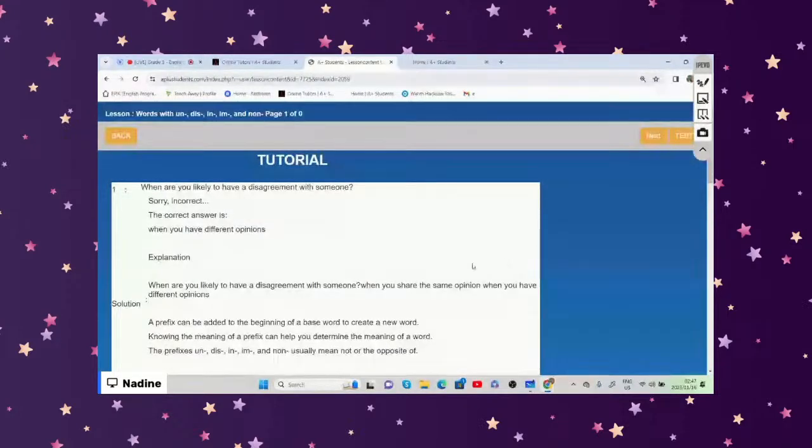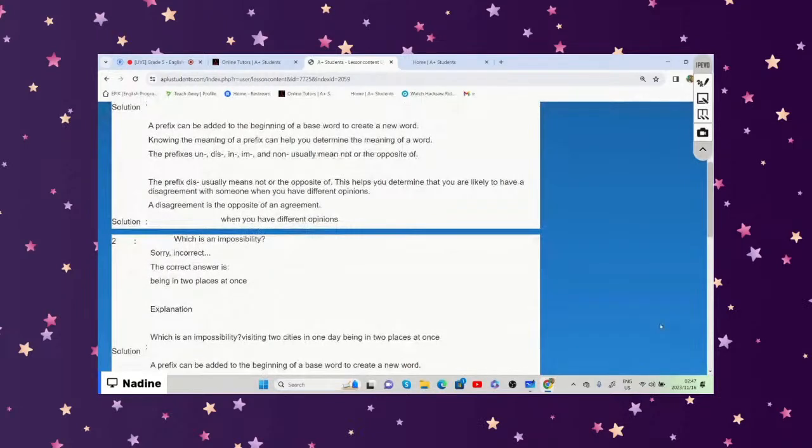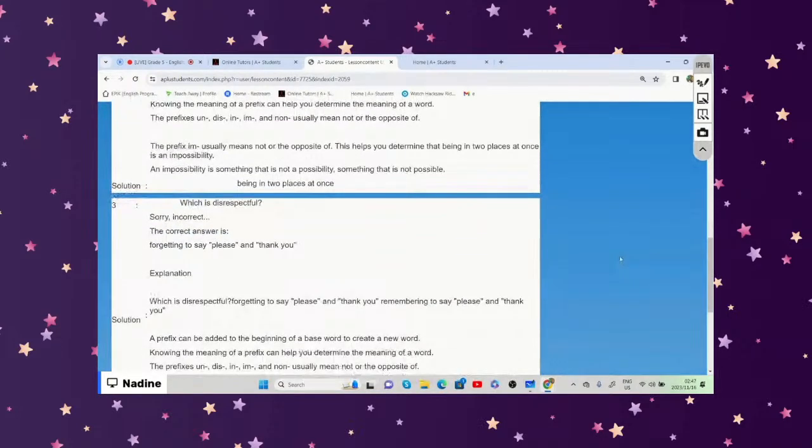So when are you likely to have a disagreement with someone? It is when we have a difference in opinions. And which is impossible? It's like trying to be at two places at the same time. We can't split our body and send one body to the beach when it is hot. And which is disrespectful? Disrespectful is when we forget to say basic words like please and thank you.